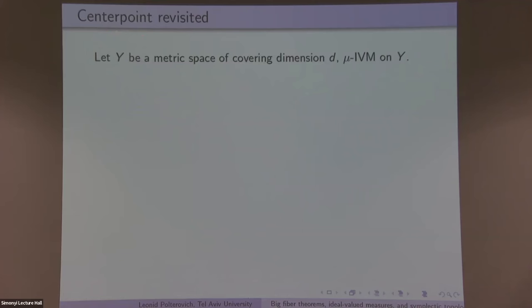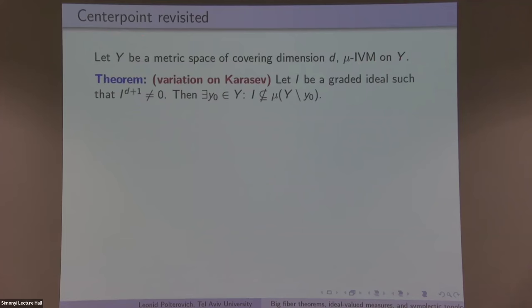So let's revisit the center point. Here is the result. Let Y be again a metric space, a d-dimensional manifold, and mu an IVM, an ideal valued measure, on Y. This is a theorem which is essentially due to Roman Karasev, a Russian mathematician, from the famous paper by Entov, Polterovich, Avidan, Karasev, and Viterbo implies Moya.